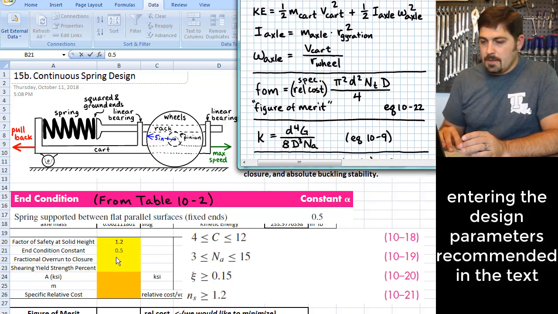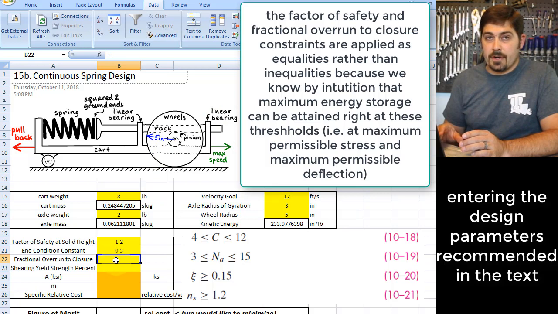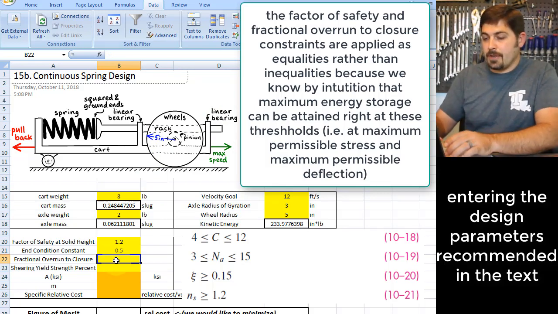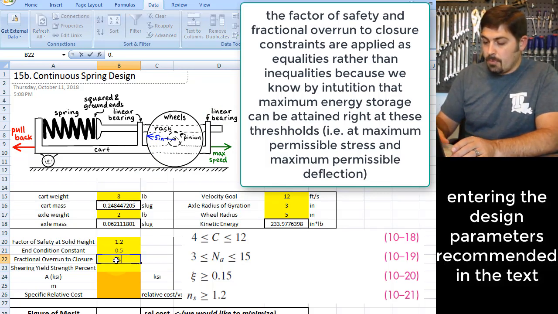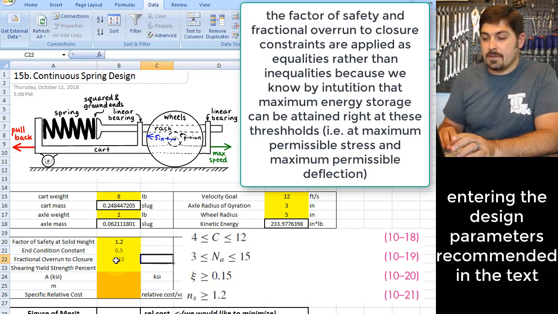Okay. Next thing I want to do here is use a fractional overrun to closure of 0.15. That again is a kind of standard value that it recommends not to ever be lower than that for most spring design. So we're going to take that as another one.